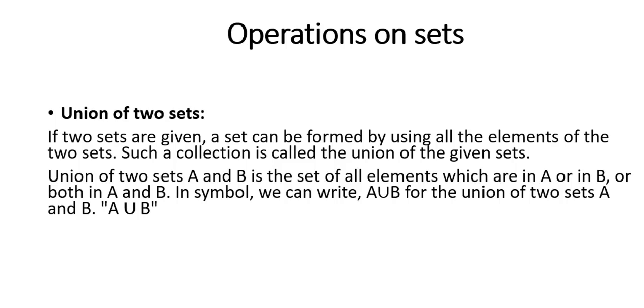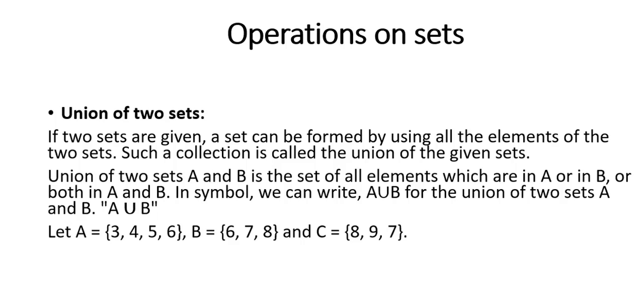In symbols, we write A ∪ B for the union of two sets. This U is the symbol for the union of two sets. Now it means, let's say we have two sets A and B. We are going to combine the elements of the two sets and write them as one set. Let's take an example and understand it better.